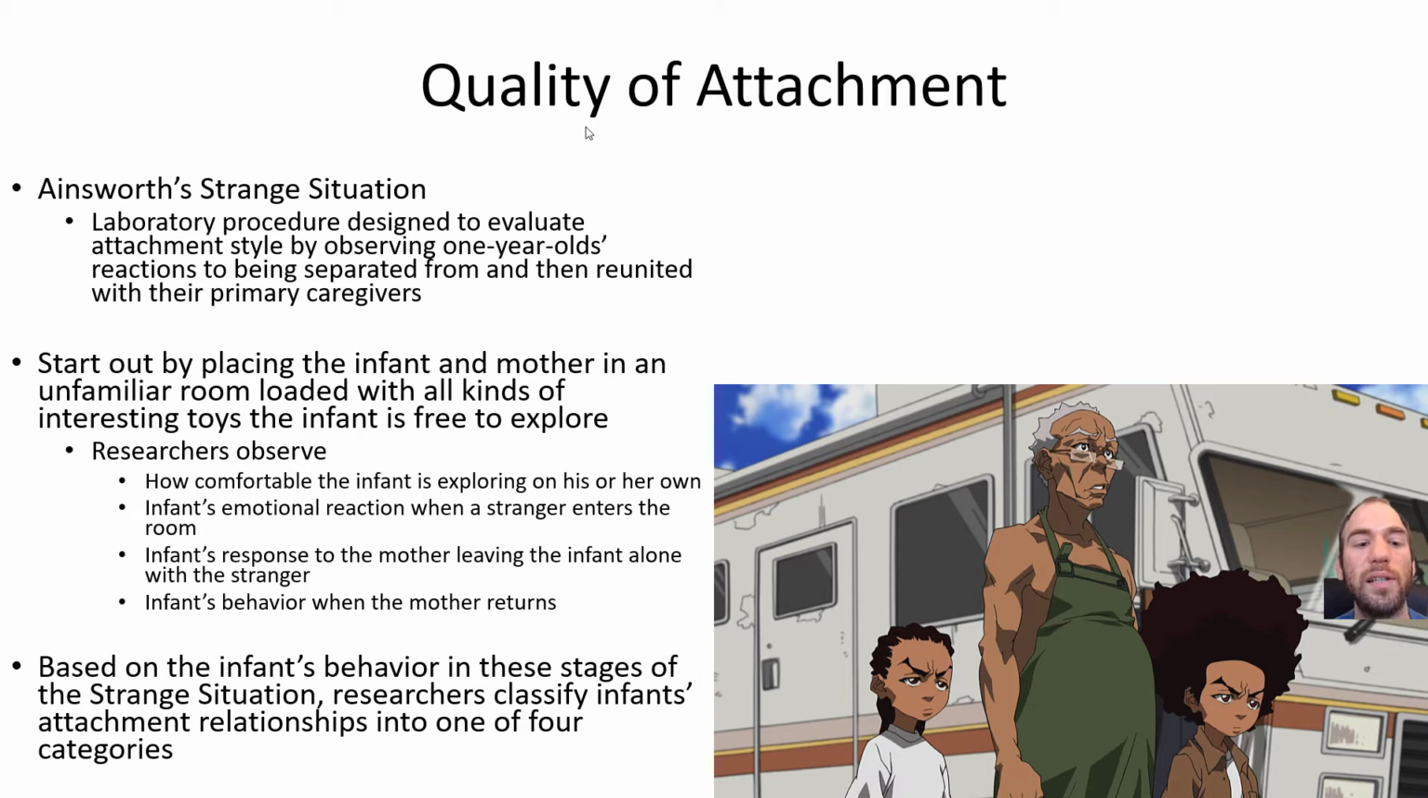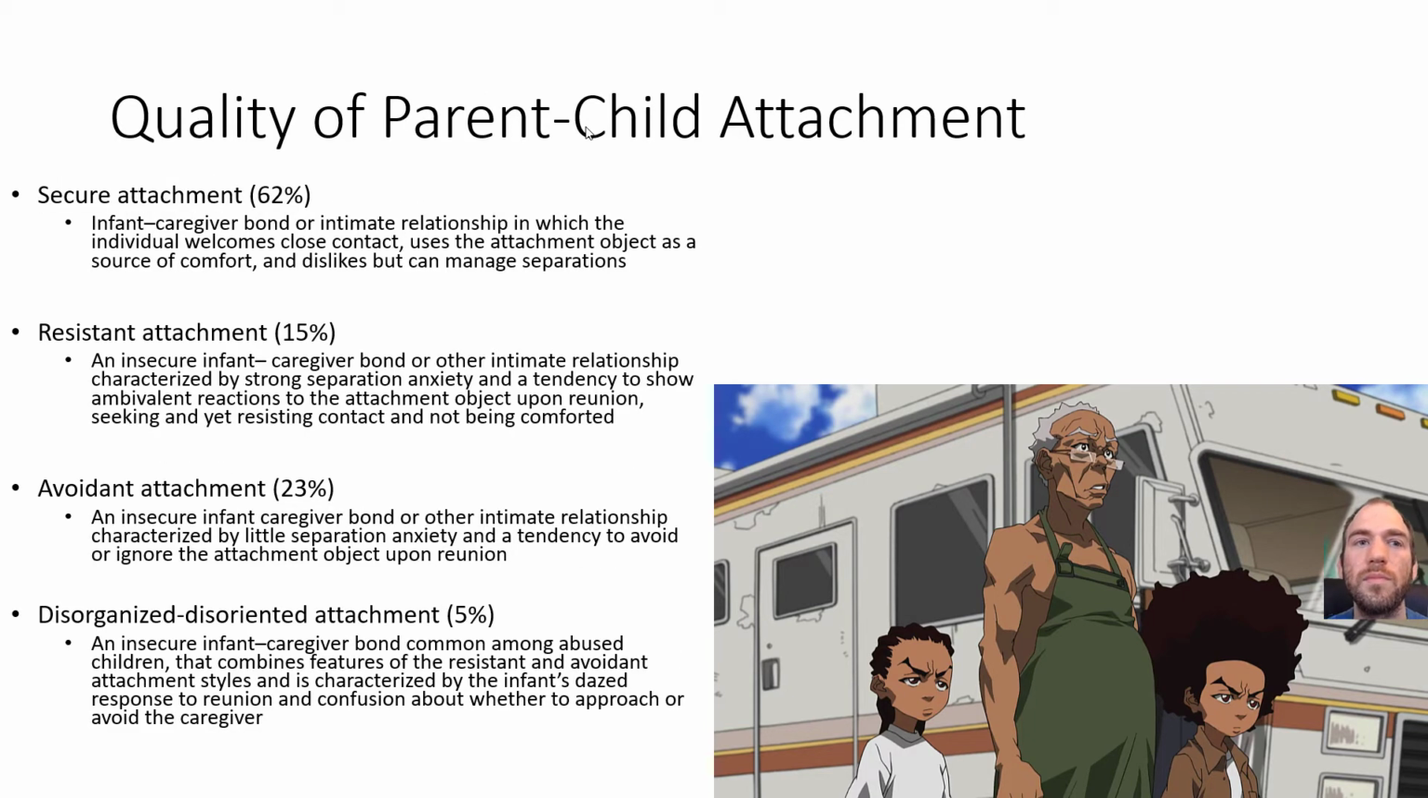asked to leave the room, and then the researcher can again code the behavior of the infant or the young child, and then the mother will return to the room, and the researchers will again code how the infant, the young child, reacts to the return of their mother back into the room. And then based on those behavioral observations, they classify infants into 4 different attachment categories. And these 4 categories are secure attachment, resistance attachment, avoidant attachment, and disorganized, disoriented attachment.